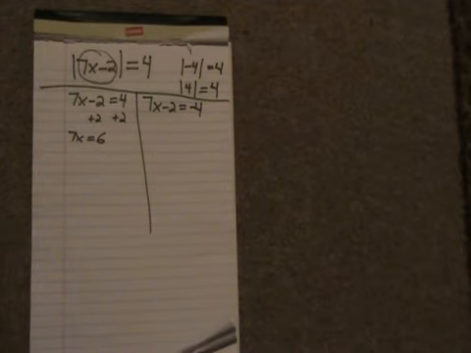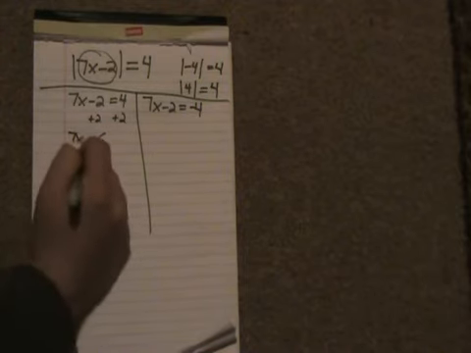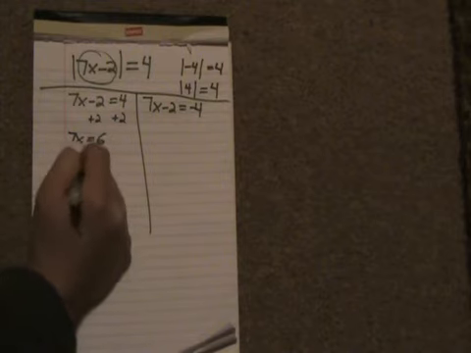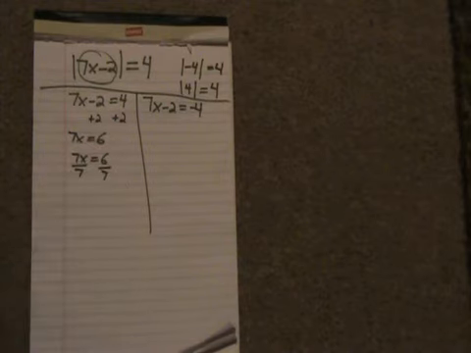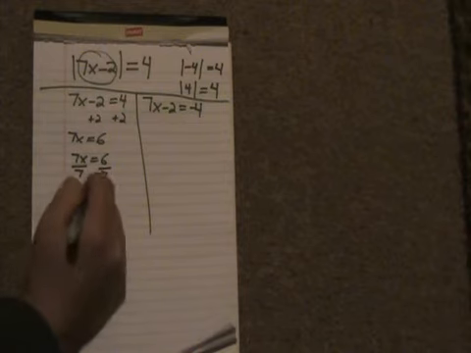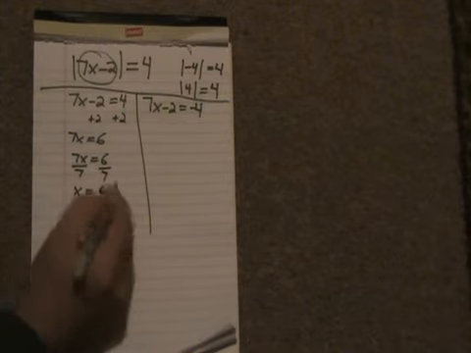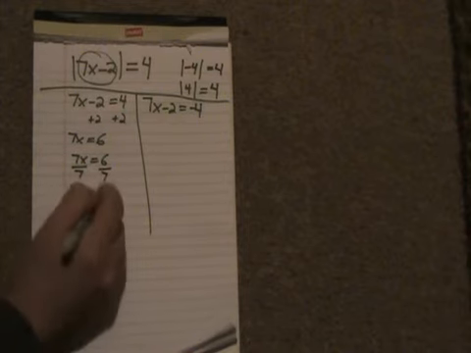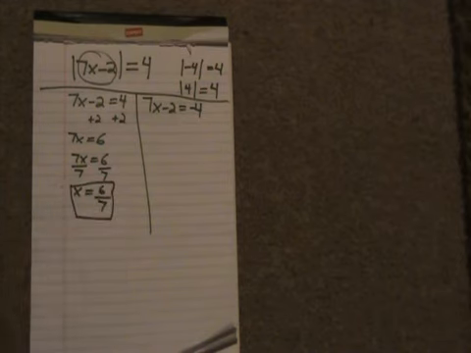If I add 2 to both sides, I'd end up with 7x equals 6. I'm going to have to divide both sides by 7. And it looks like I've got 6/7 as the solution to one of them.